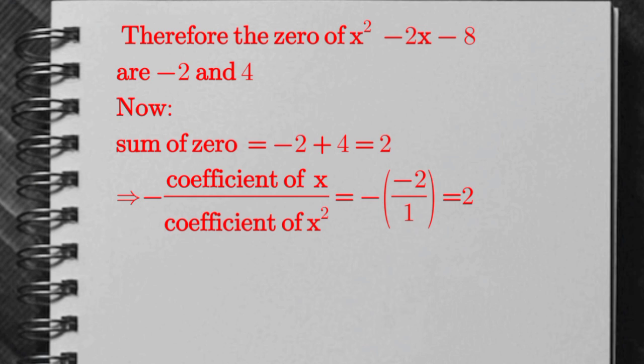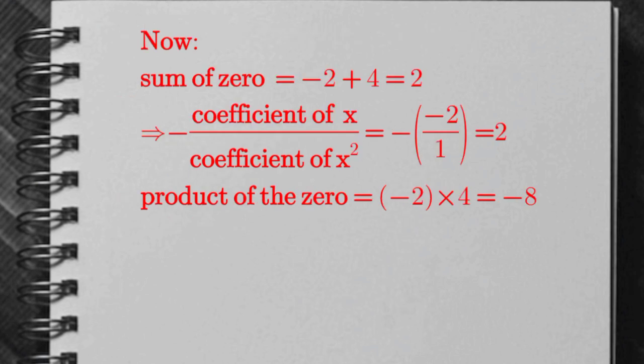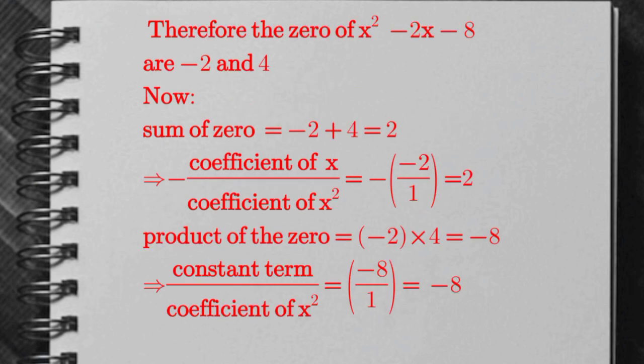Now let's move over to the product of the zeros. So we have minus 2 and 4. So when you multiply minus 2 by 4, you'll be left with minus 8. Now, we can also use this formula, the constant term over the coefficient of x squared. The constant term here is minus 8, and then the coefficient of x squared is 1. So as you can see, it's still going to give you minus 8.